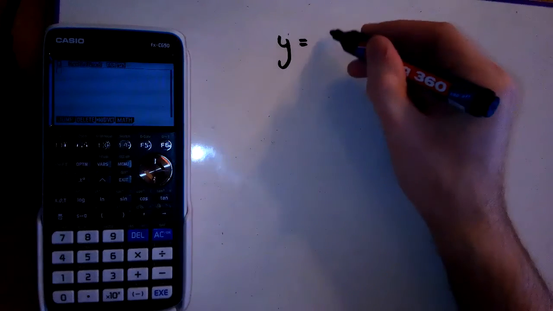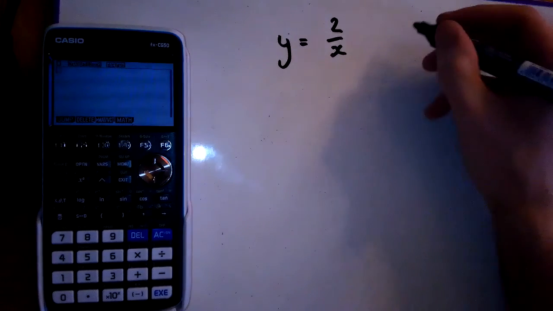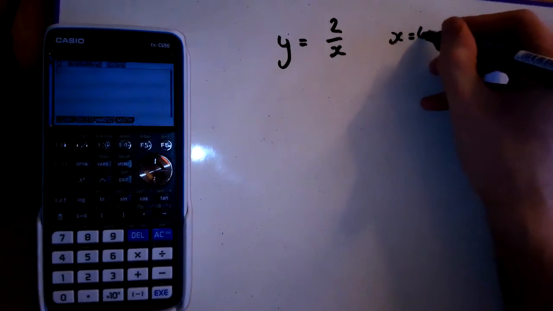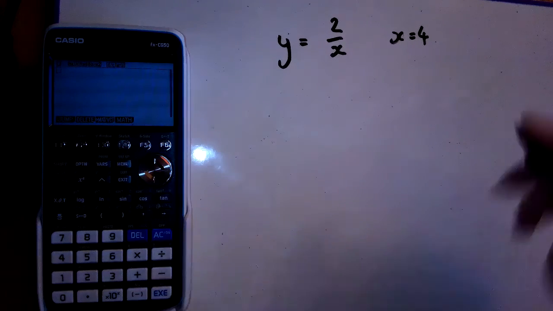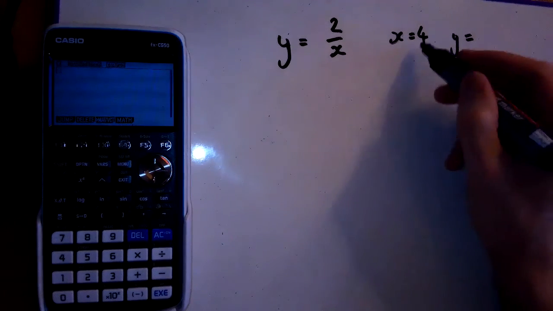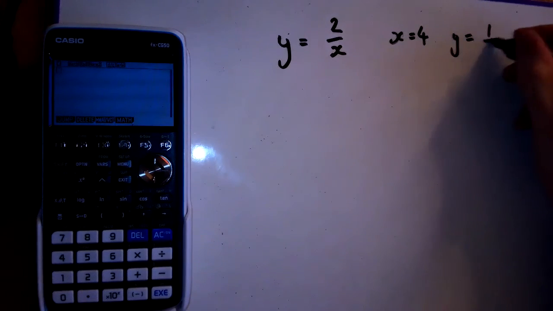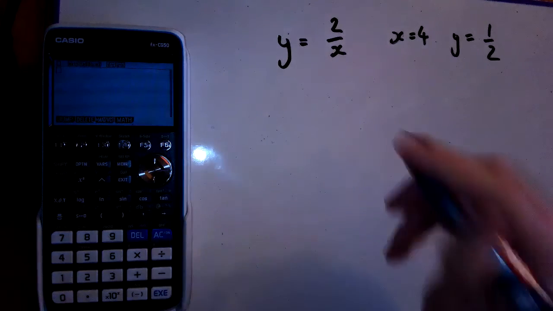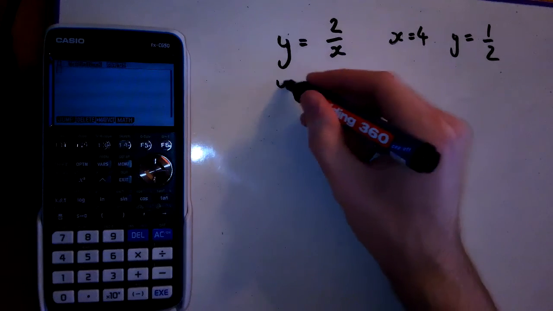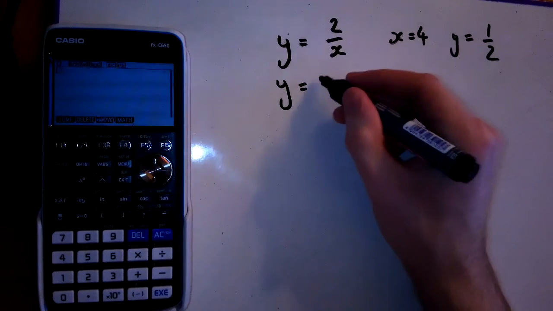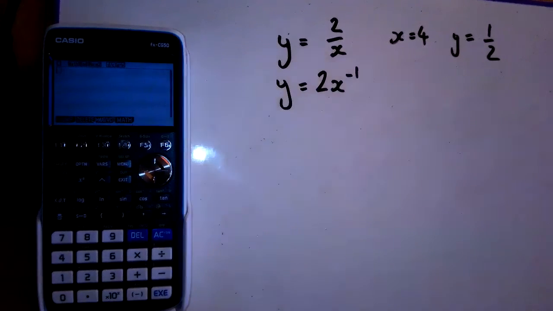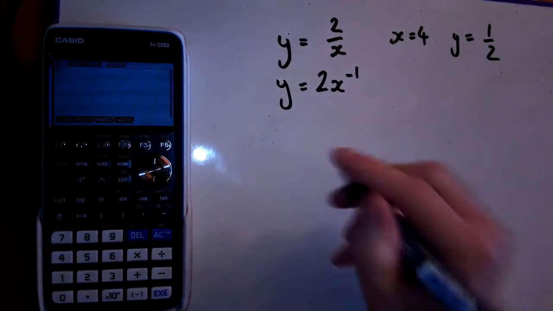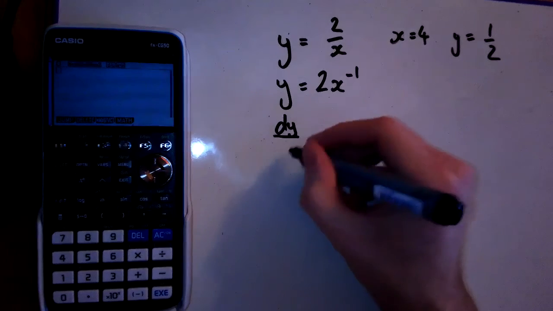Okay, second one. So we have a curve y equals 2 over x, and we want the normal when x equals 4. Well, straight away, get the y coordinates. So sub x equals 4 into there to get y is a half. So we also need the gradient. So to get gradient, we differentiate. So I need to rewrite that so I can differentiate it. So 2x to the minus 1.